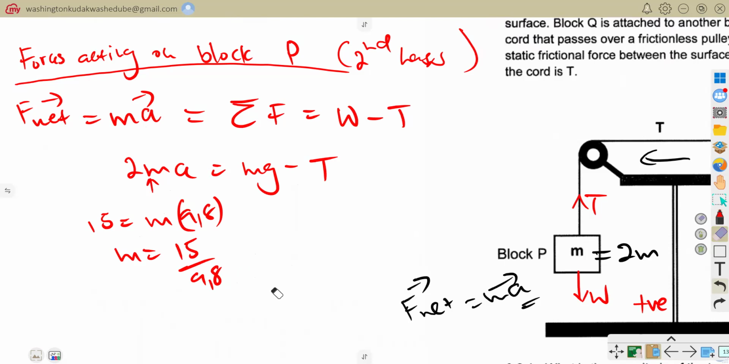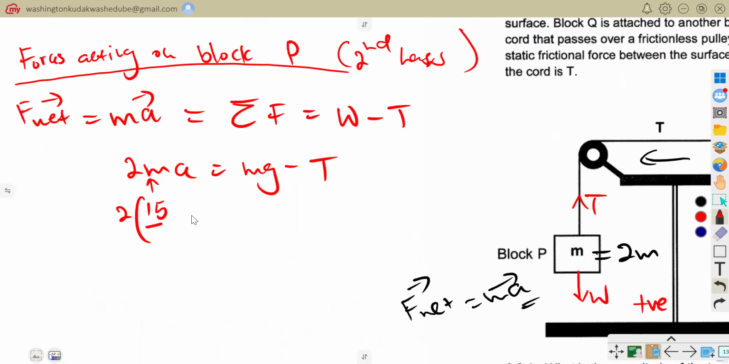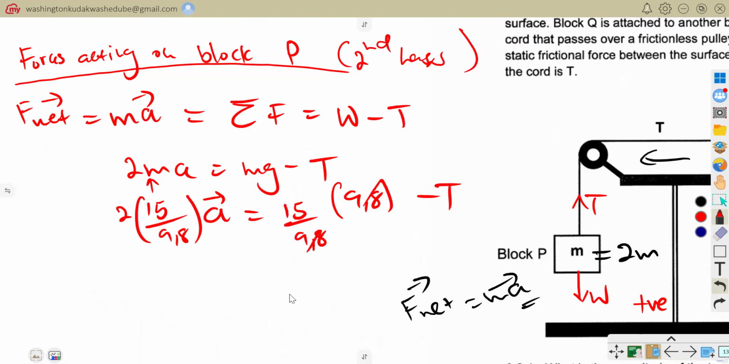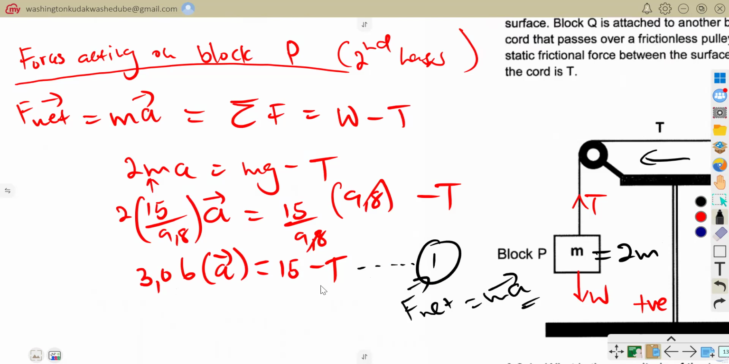Given that, we would simply take that value, which gives us 1.53, or else I would say 2 times 15 divided by 9.8 times our acceleration is equal to, we have m being the same, 15 over 9.8 times 9.8 there minus T. So you will see that these ones cancel out. I'll be left with 15 minus the tension, which is equal to, I multiply by 2, 3.06 times my acceleration. So that is my first equation according to block P.